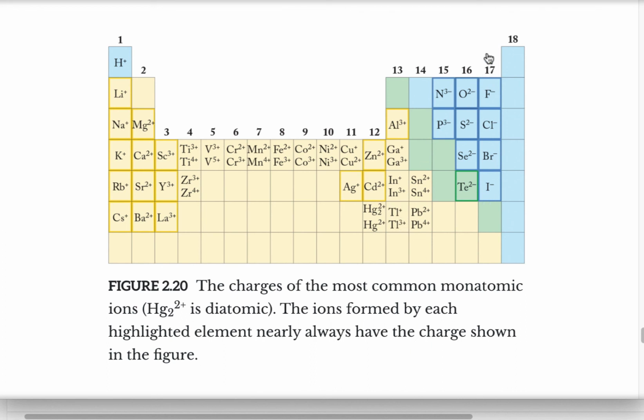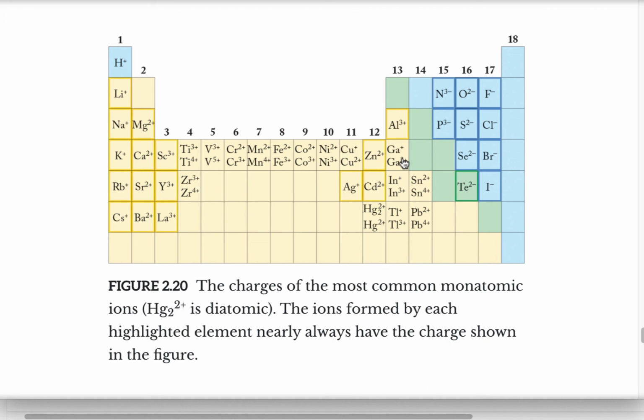And the same thing is true over here. I say, all right, here's my noble gases. My halogens are 1 over from that, so those are -1. This group 16, these are 2 over from the halogens, so that's -2. These are 3 over from the halogens, so that's -3. So the periodic table can tell us a lot of useful information about what kinds of ions form.